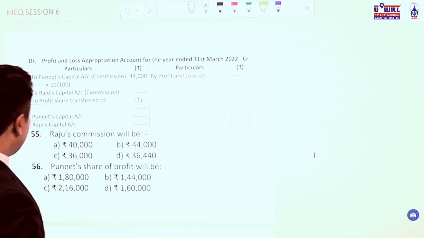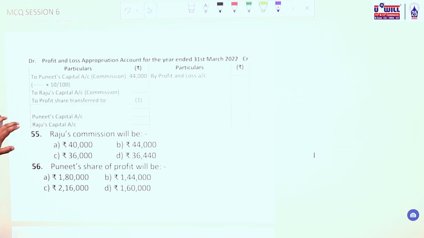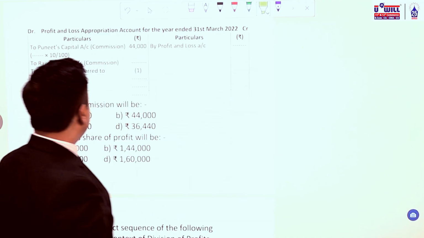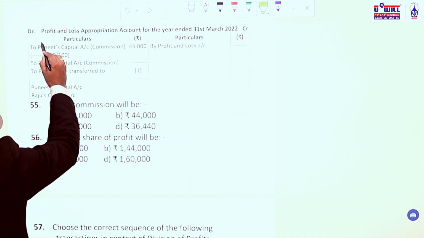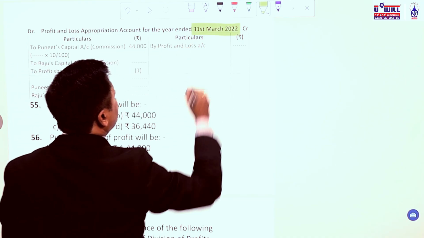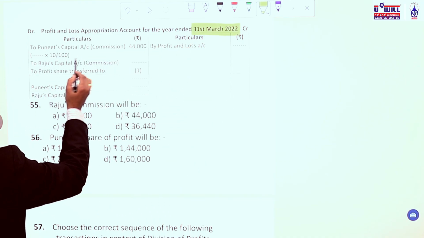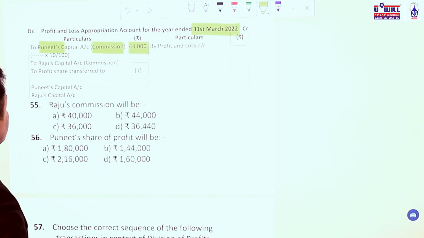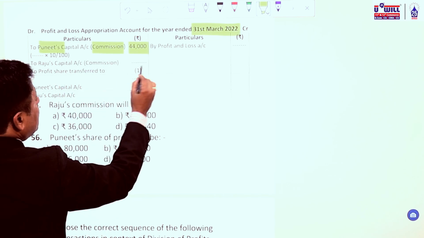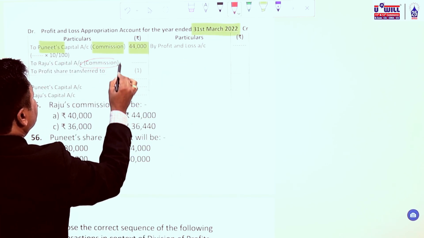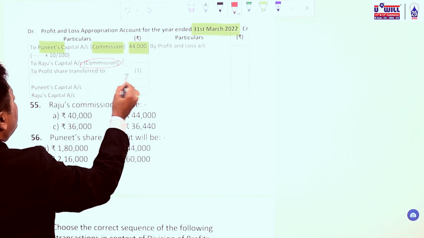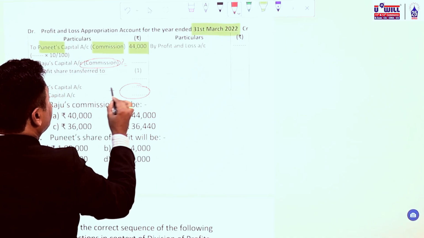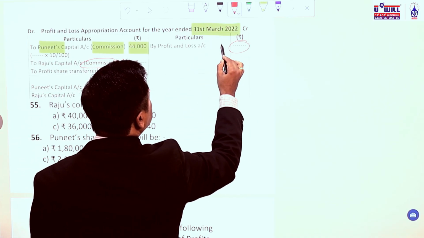Now 54 and 55 are both based on this particular P&L appropriation account. Look at this profit and loss appropriation account for the year ended 31st March 2022. You can see Puneet's commission is given as 44,000. Raju's commission is missing in the question. The profit share transferred amounts and the profit and loss account are also missing.